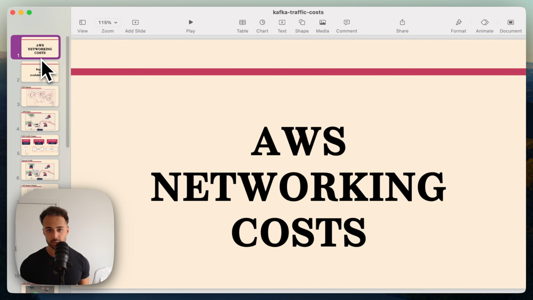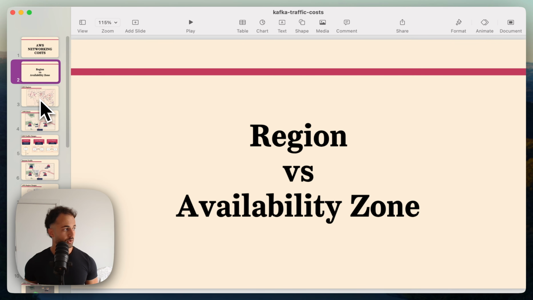Hey, let's talk about networking costs in AWS, specifically in the context of Kafka and other distributed systems that replicate data. Before we start, we have to go over the concepts which AWS gives us. So AWS has regions and availability zones.